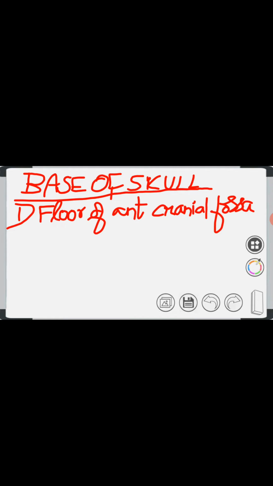The shadows of the two sides are often situated one above the other. This surface is irregular due to gyral markings. This surface, the floor of the anterior cranial fossa, also forms the roof of the orbit. And the next structure which is seen in the base of the skull is the hypophyseal fossa.